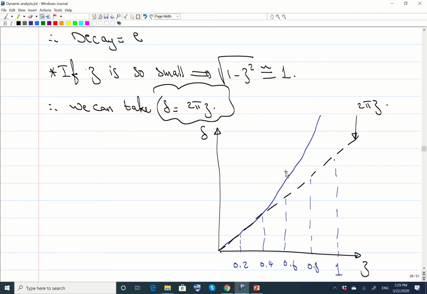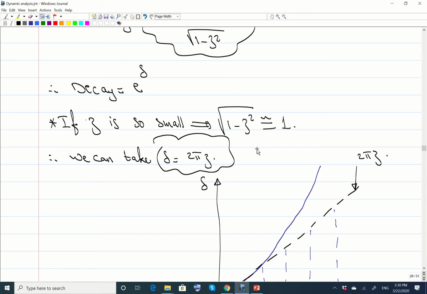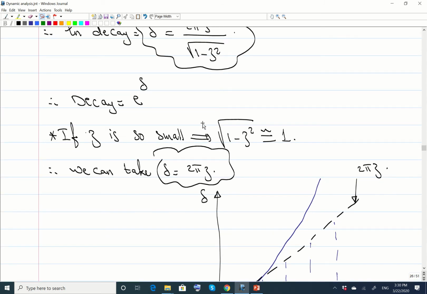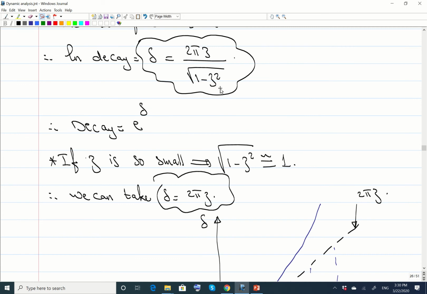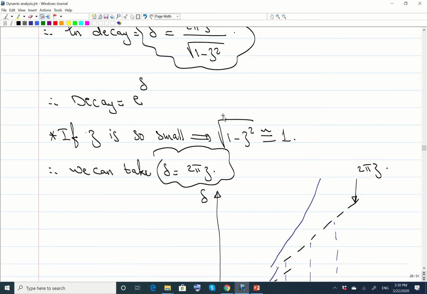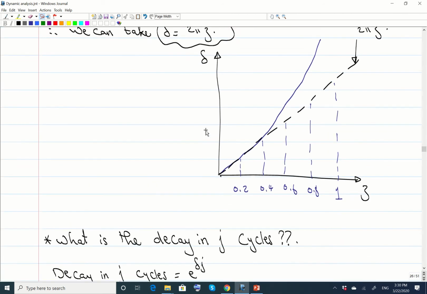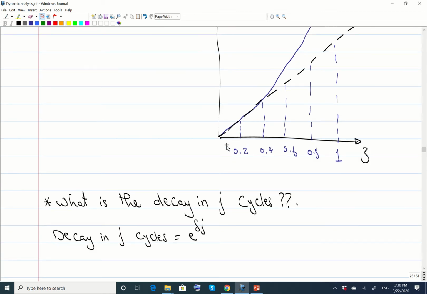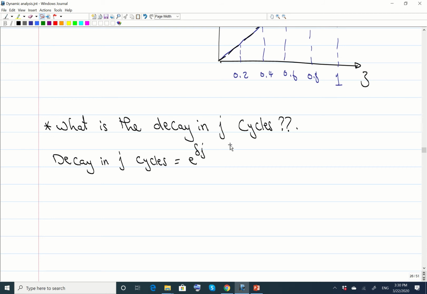As zeta increases, the error will increase, but up to zeta of 0.2, the error is so small, so you can actually ignore this part if you want, as long as zeta is below 0.2. So delta can be taken as an approximation as 2 pi zeta. If you want to use the exact value, it's 2 pi zeta divided by square root 1 minus zeta squared, and the decay is e power lambda, which is this part, or 2 pi zeta, whatever you want to do. Ignore the square root 1 minus zeta squared or take it into account. So now in one cycle you have a decay of e power lambda.